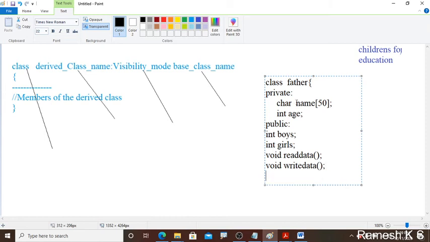So here you can observe, this is a class. What kind of class? A base class. The base class contains private access specifier variables, and these public ones. These are functions: read data is a member function, write data is also a member function. Boys, girls and age are member data. So the members of the class are of two kinds: member data and member functions.